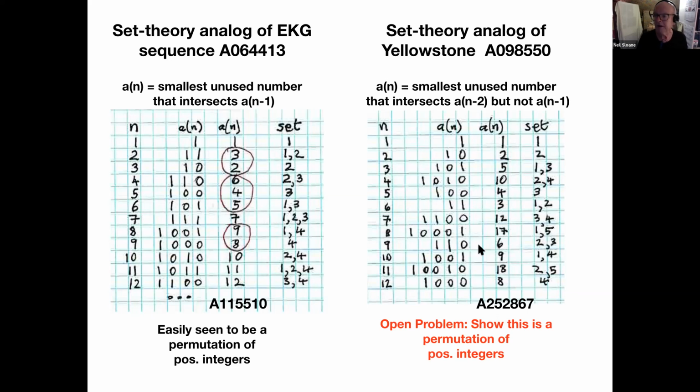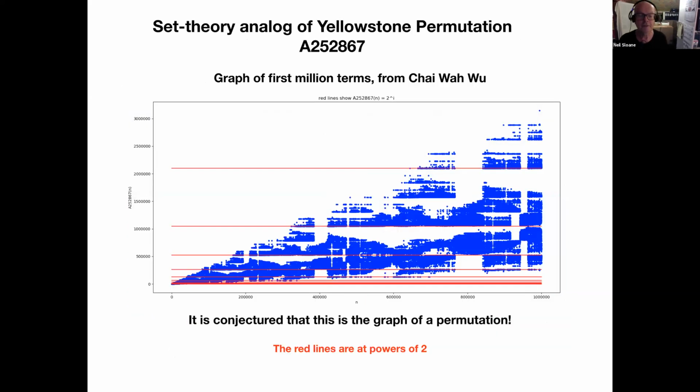Let me show you a graph of the first million terms. Now, if you look at the first million terms of the set theory version of the EKG sequence, it's a dead straight line with a few little twiddles. It's basically the line y equals x. This is totally mind-boggling. This is a graph of that sequence. The red lines are powers of 2. This does not look like a permutation, does it? But it seems that it is.